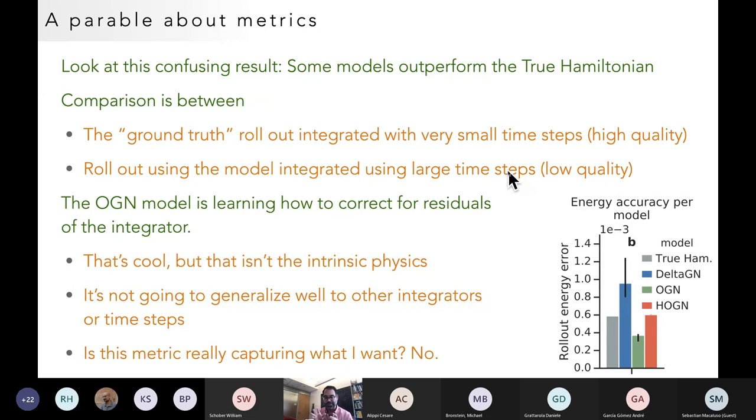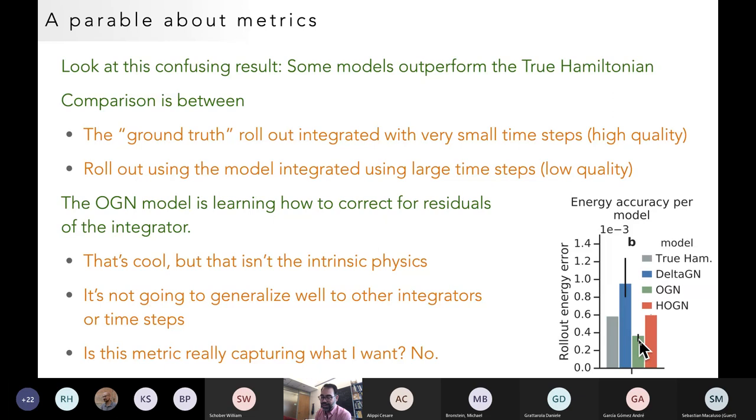But the thing that we compare it to are the models running with what might be a much coarser time step. The model uses a larger time step. So if you use the true Hamiltonian but with a large time step, then you start to accumulate errors in the numerical integration of the true Hamiltonian. That's why there's some error here. It's not that the physics is wrong, it's that the integrator is not doing a good job. And what's interesting is that the OGN approach here actually does better than the true Hamiltonian.